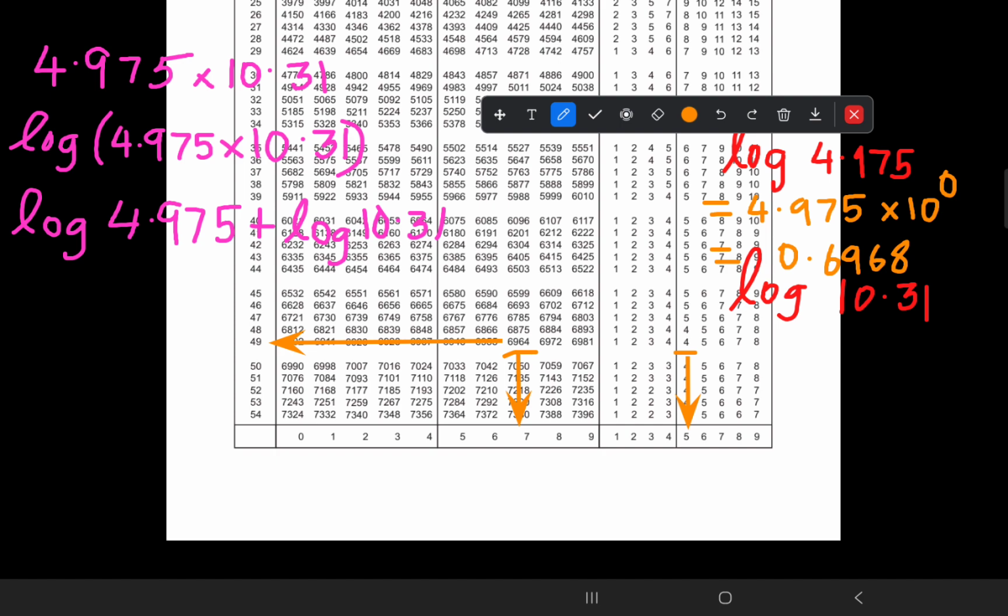The same thing I have to apply again to find the logarithmic value of 10.31. Before that, I want to express that in scientific notation. 1.031 should be multiplied with 10 to the power of 1. So for this 1.031, we will find the 10th row, third column, fifth mean difference. No, 10th row, third column, first mean difference.